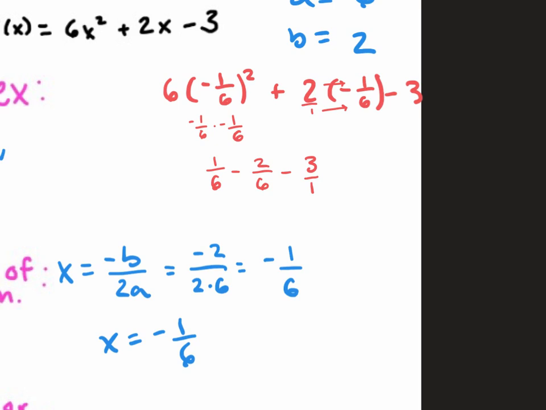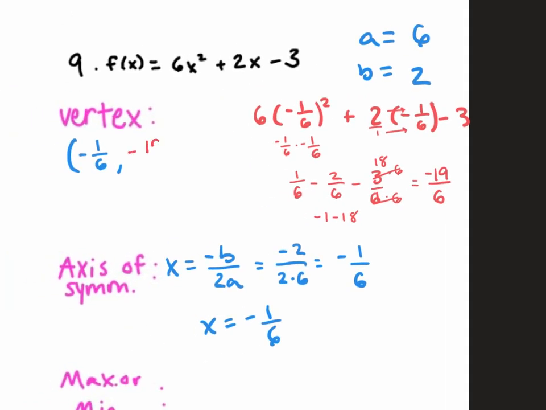Put it over 1, but we need it to have a 6 on the bottom, so what do we do next? Multiply the top and the bottom by 6. So what's 3 times 6? 18 over 6. So now that everything has the same denominator, we keep the denominator the same and just combine everything on top. So what's 1 minus 2? Negative 1. And then what's negative 1 minus 18? Negative 19. So we get negative 19 over 6.